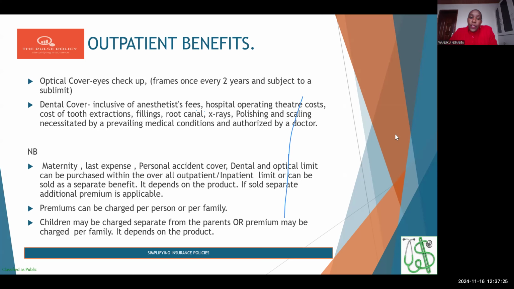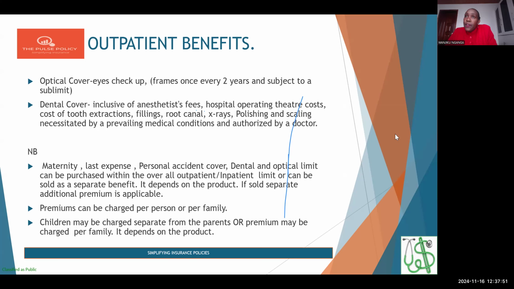Also, in some cases, you find that the premiums can be charged per person, especially outpatient, or per family. So if it is charged per person, it means that, as I explained with the M+2 or M+3 in the last session, if you have, for example, 3 in the family, you're going to be charged each person separately for the outpatient benefit. Or sometimes you have the shared benefit where you have the per family charge. So it is charged as per family and you share the benefit.